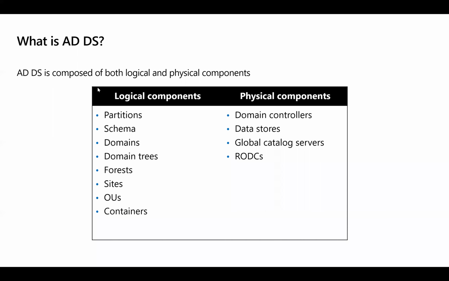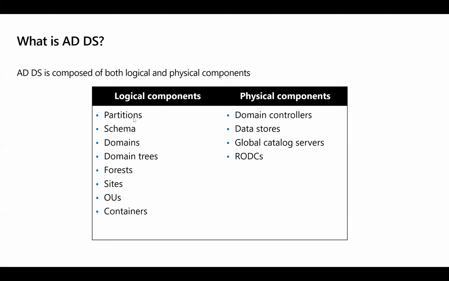So what is AD? AD is composed of both logical and physical components. These are the logical components which exist in physical components. One reason being physical is because they have a file. So the DC has its own database which is called ntds.dit, located on C:\WINNT, so Windows NT. That is the data store which stores the database, log files, and any Active Directory component.